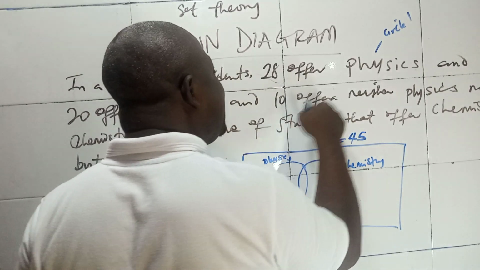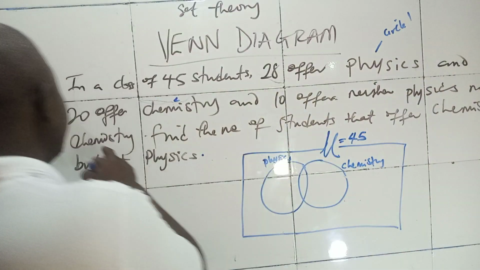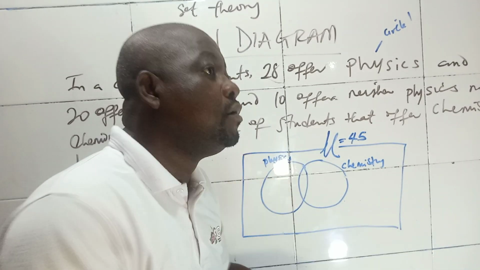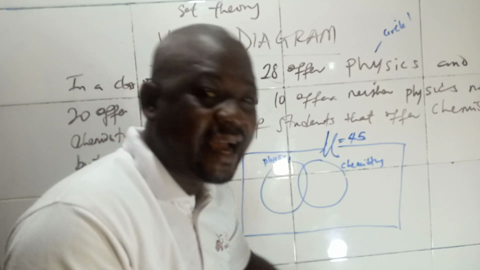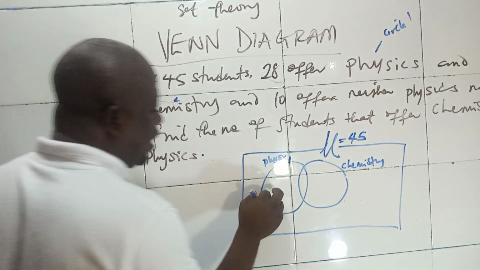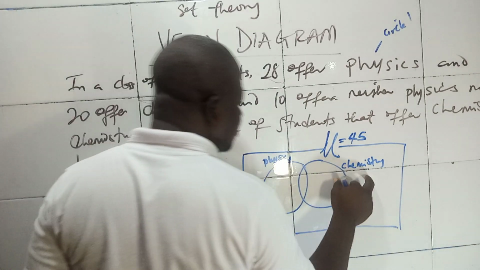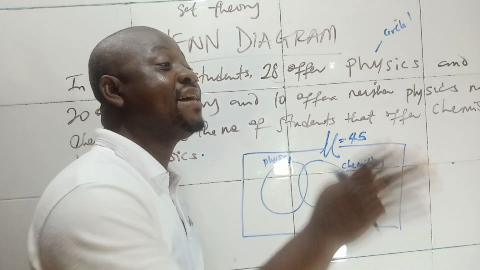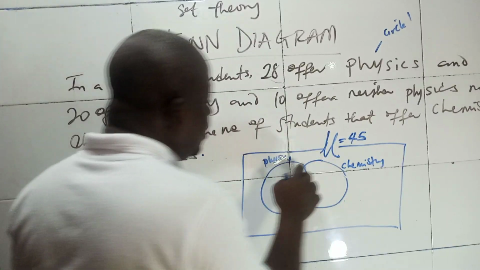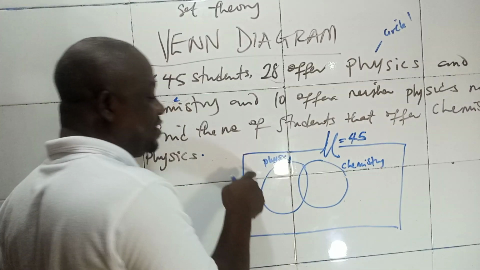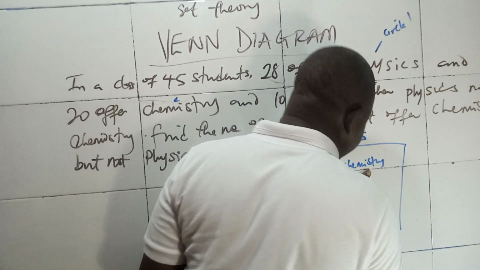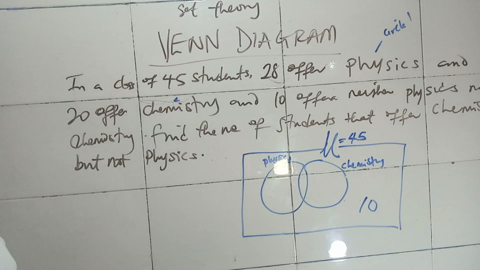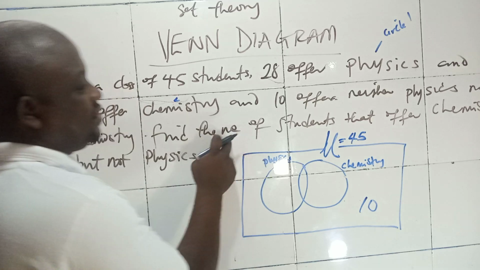And 10 offer neither physics nor chemistry. Some offered physics and chemistry, so from here we have the intersection between physics and chemistry. But 10 students, to be precise, said they are not doing physics and chemistry. It means that they are not in physics, they are also not in chemistry, but they are inside the box. So you can just put the 10 here. So the 10 is outside. So we have interpreted the 10.